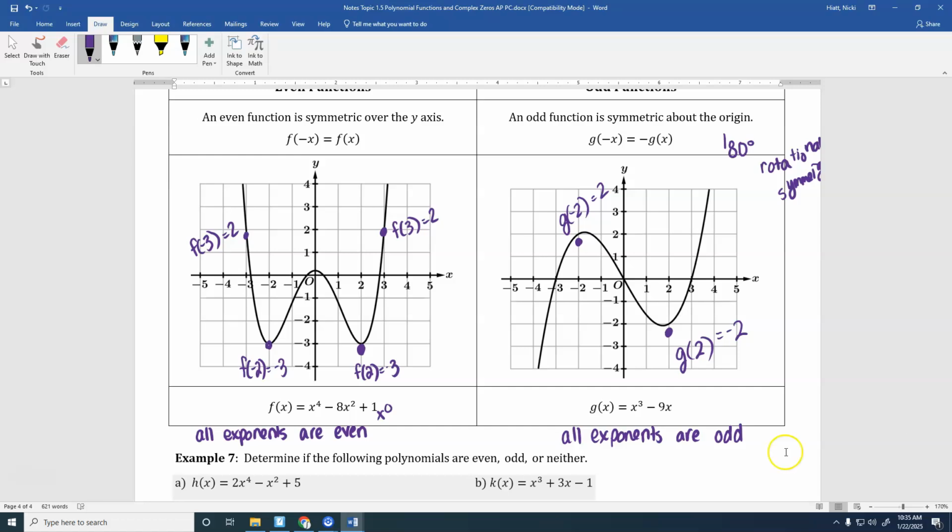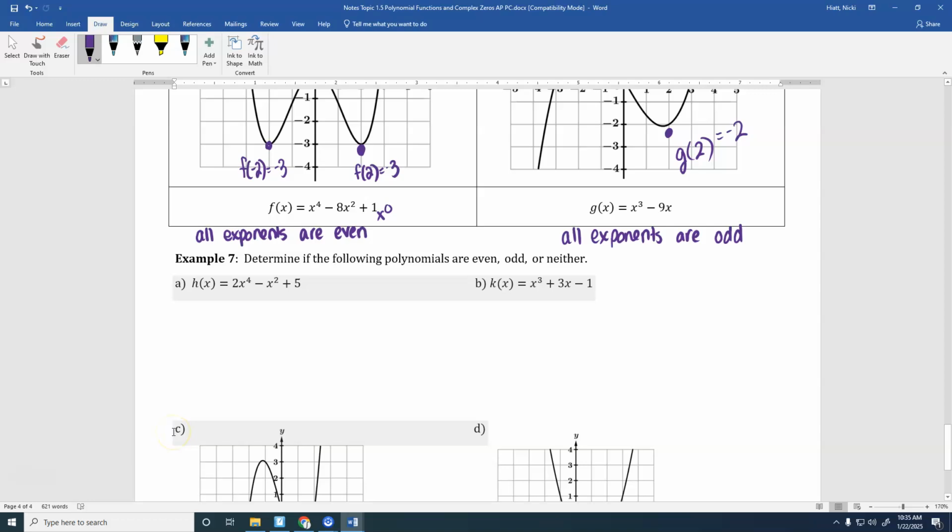When we are asked to determine if the following polynomials are even, odd, or neither, and this would be without a calculator, you would not be able to graph A or B. You wouldn't be able to look at it on the graph and tell. You are just looking at the exponents of your variables. For A, you've got x to the fourth, x squared. Those are both even. Any constant term, you need to put an x to the 0 with it. And 4, 2, and 0 are all even, so this one would be even.